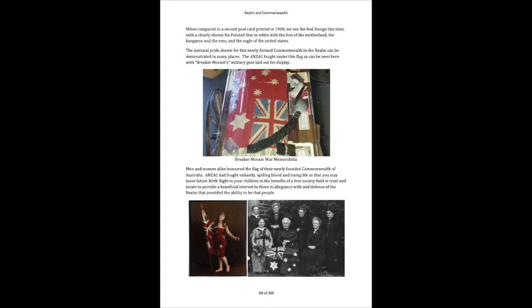When compared to the second postcard printed in 1908, we see the red ensign this time with a clearly shown 6-pointed star in white, with the lion of the motherland, the kangaroo and the emu, and the eagle of the United States. The national pride shown for this newly formed Commonwealth in the realm can be demonstrated in many places. The Anzac fought under this flag, as can be seen here with Breaker Morant's military gear laid out for display. Men and women alike honoured the flag of their newly founded Commonwealth of Australia.